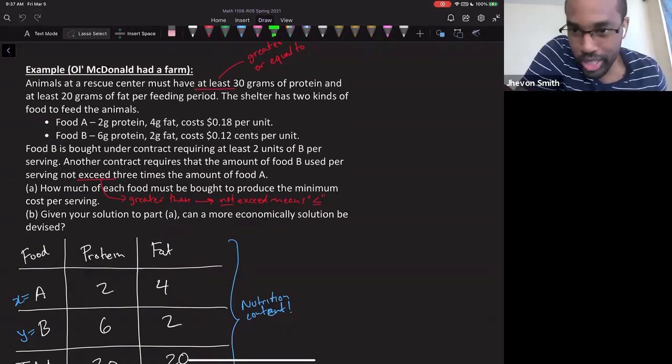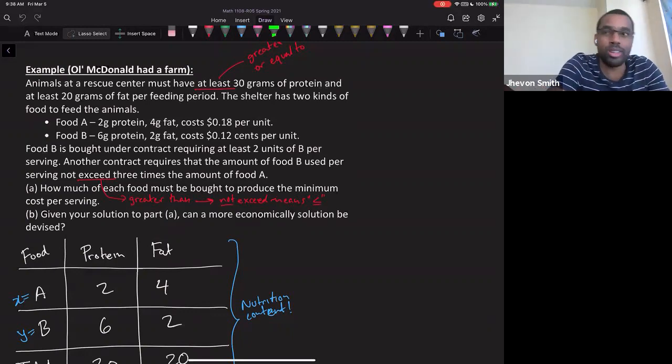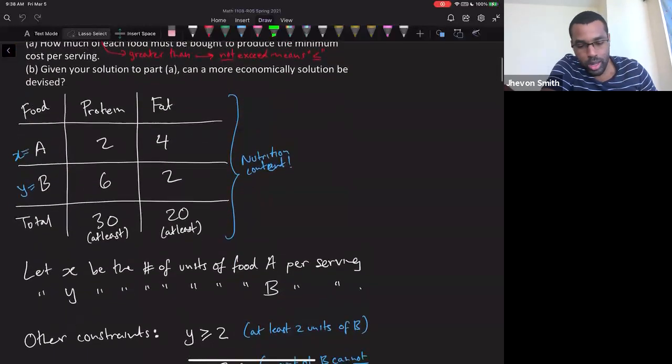The animals get the nutrition they need. We can fulfill all the contracts that we have to buy a certain amount of food and sell a certain amount of food. But at the same time, we also want to do this with minimal cost. Turns out this was a linear programming problem, which we went to set up.